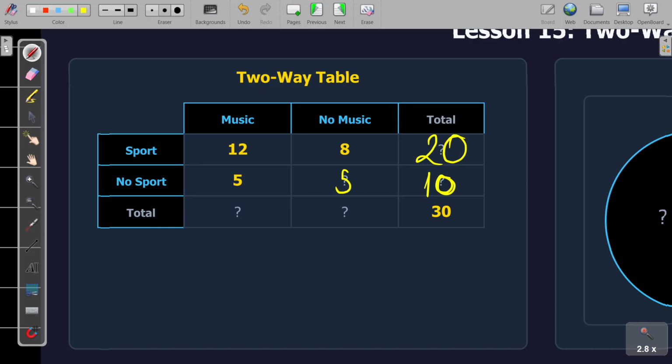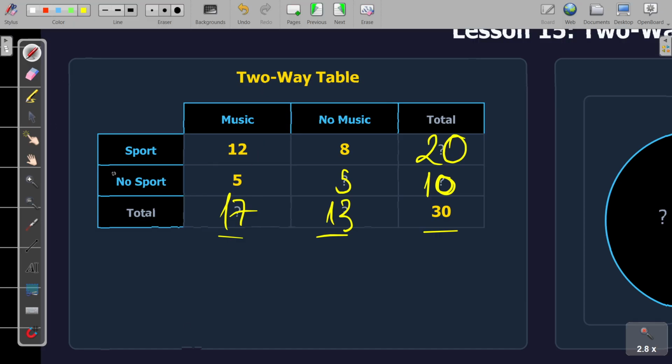For the remaining totals, we do the same thing and add. 12 plus 5 will be 17, and 8 plus 5 will be 13, and so we have found our numbers. Do we want to recheck? Of course we do. We want to check whether 17 plus 13 is 30, and that's exactly the case. So this table is perfectly balanced, and this is the process of finding the total number of students who play music, don't play music, play neither, or play both.